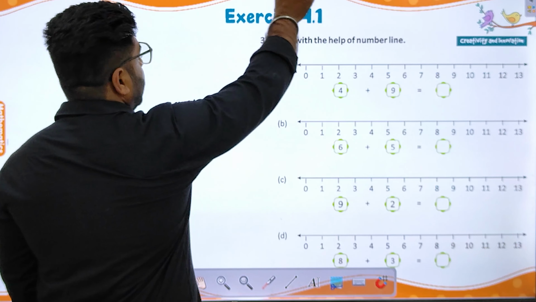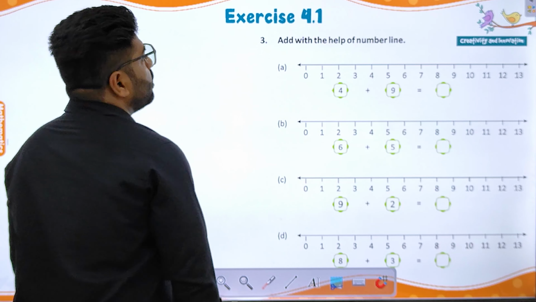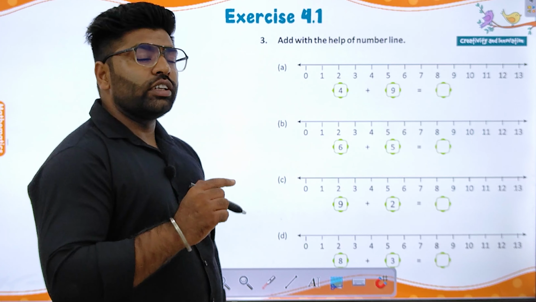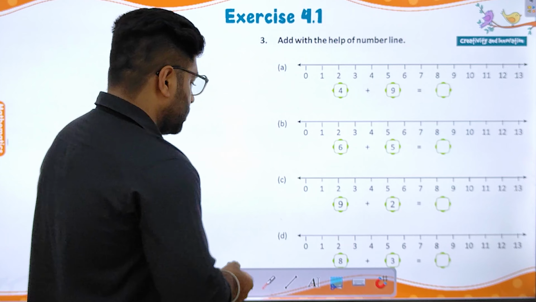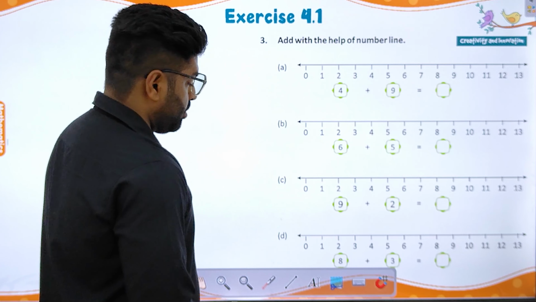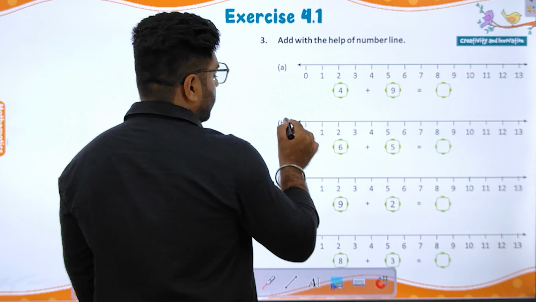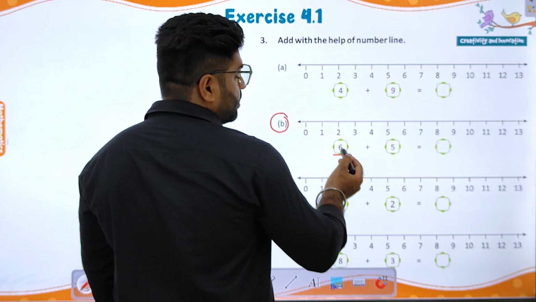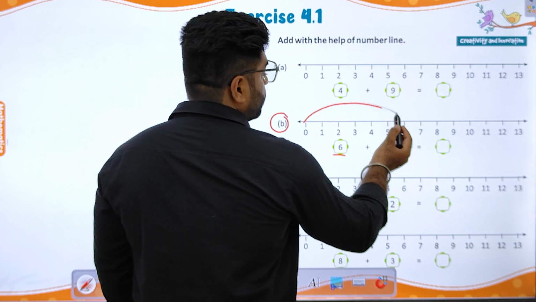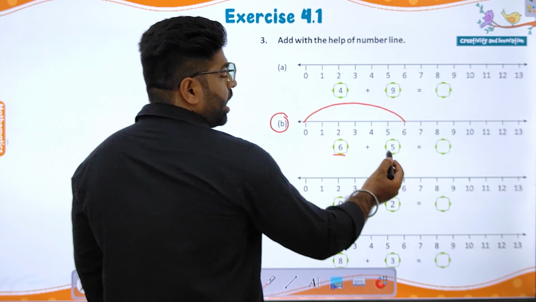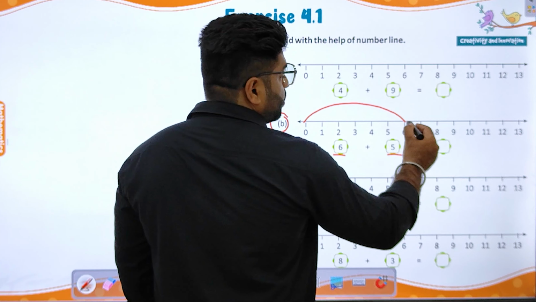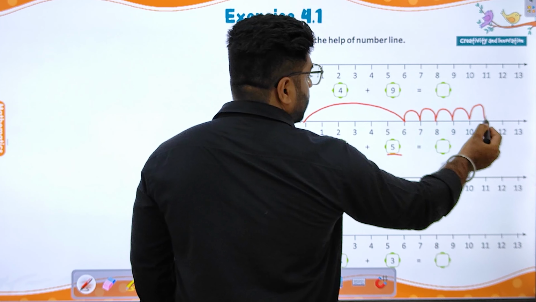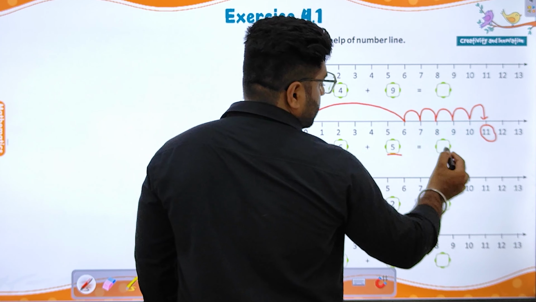Now come to the next part, that's question number 3, add with the help of number line. We have already discussed the concept of number line. So let's pick question number 4, B. The first number we have is 6. So we jump from 0 to 6 directly. After that we have 5 to add. We will take the steps 1, 2, 3, 4, 5. This is our last number. So 11 is our sum.